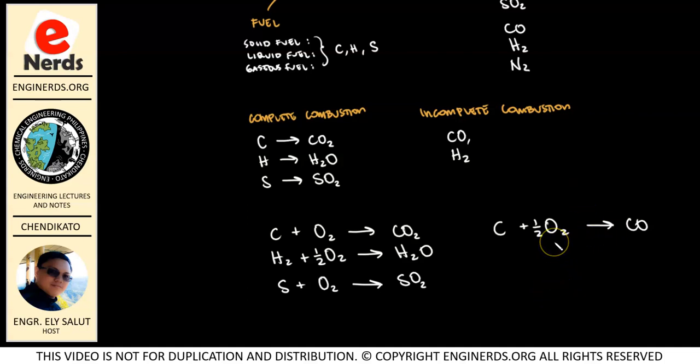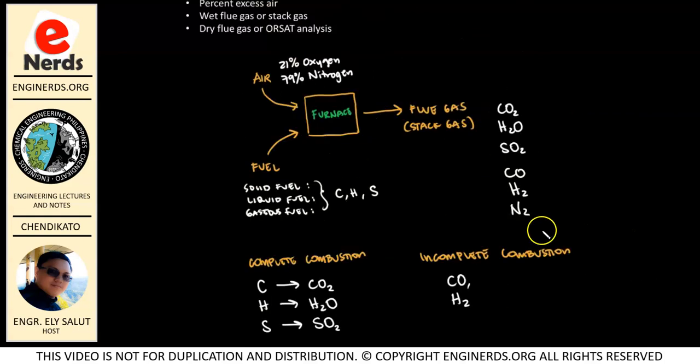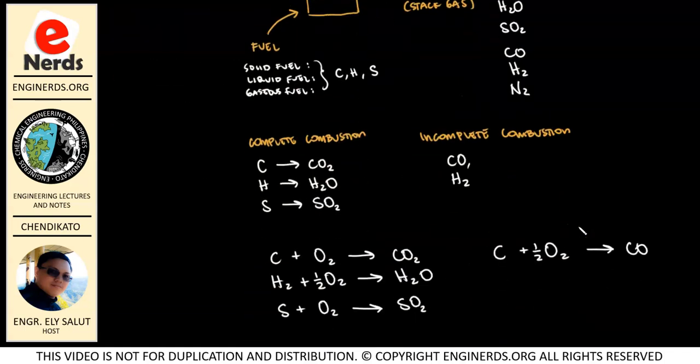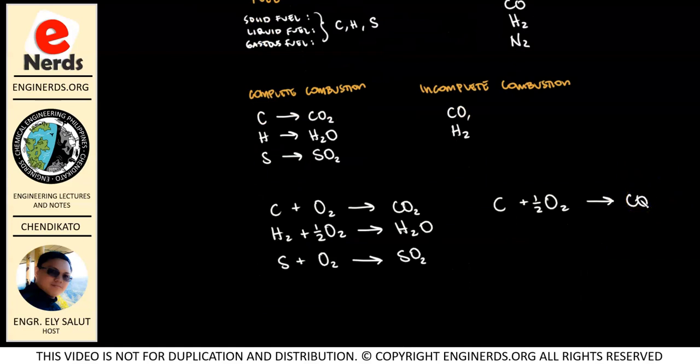Because ang purpose ng combustion natin usually is to generate heat. Katulad ng sinasabi natin dito is to generate energy. So in industry, is generally used in the generation of heat to supply energy to the process industry. No, kapag meron tayong carbon monoxide, so hindi enough yung heat na napoproduce niya or energy, no? So the goal is always to have higher conversion of our carbon to CO2. Okay, dahil mas malaki yung energy conversion natin diyan. Okay, so take note natin yung mga reaction na yan kasi gagamitin natin yan.